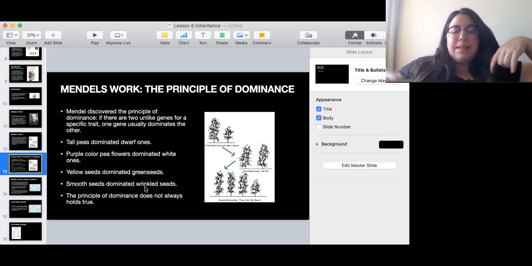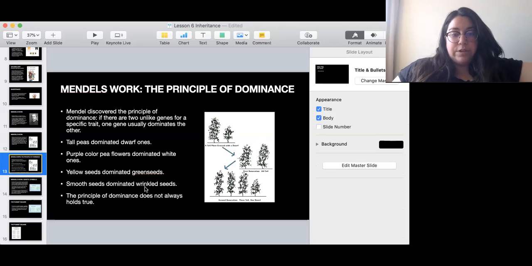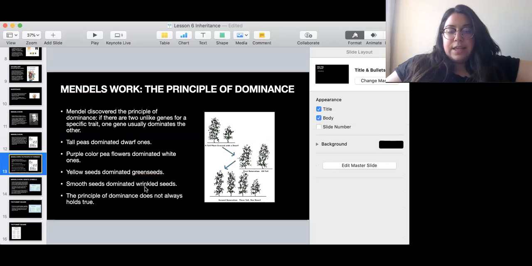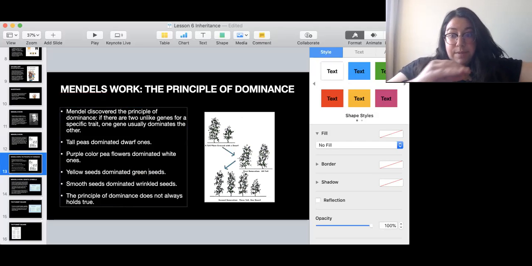And then Mendel discovered the principle of dominance. If there are 2 unlike genes for a specific trait, one gene is usually gonna dominate the other. It's gonna be stronger. And he had a list, like tall peas dominated dwarf ones. Purple pea flowers dominated white ones. Yellow seeds dominated green seeds. And then smooth seeds, semillas lisas, dominated wrinkled seeds, semillas arrugadas. But the principle of dominance doesn't always hold true, but most of the time, yes.